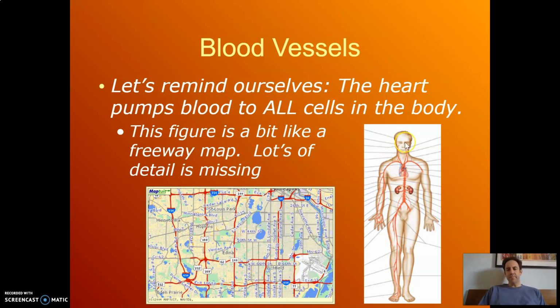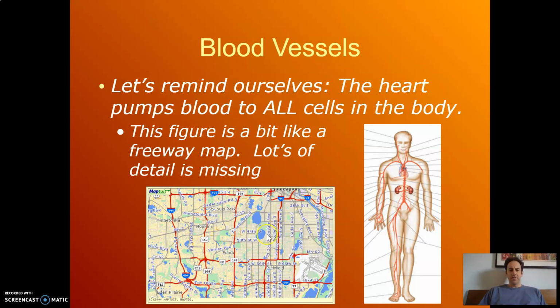Well, think about this like a freeway map. This diagram is showing the major blood vessels in the body. It's showing the Highway 62s, the Highway 100s, the 494s, all the major ones. But there's a lot of detail missing from this diagram. There are smaller blood vessels, the Tracy Avenues, the 50th Streets, the France Avenues, and then there are even tinier blood vessels that branch off of those.